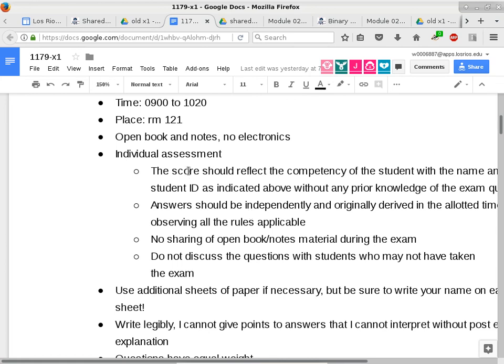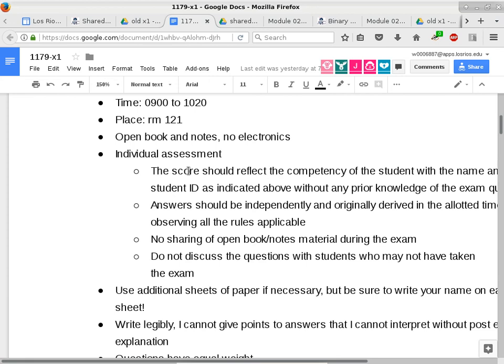The assessment is individual, which means when the exam has started, you can only work on your own exam. If you need to borrow something from another student, pencils, writing instruments, that sort of thing is okay, but definitely not, oh, I forgot to print this note, can I borrow it from you? Not during the exam, okay?